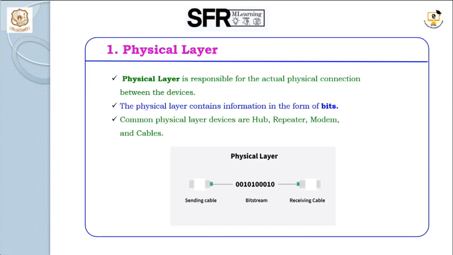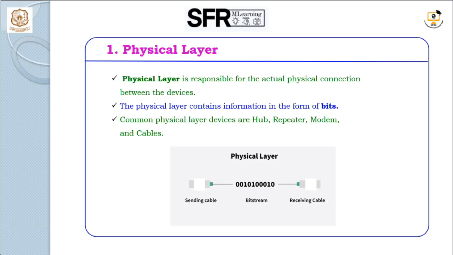The first one is the physical layer. This is the lowest layer of the OSI reference model. It is responsible for the actual physical connection between the devices. This is what we will see in our computers. The physical layer contains information in the form of bits. Hope you all know what a bit is. A bit is nothing but a value that is either zero or one.